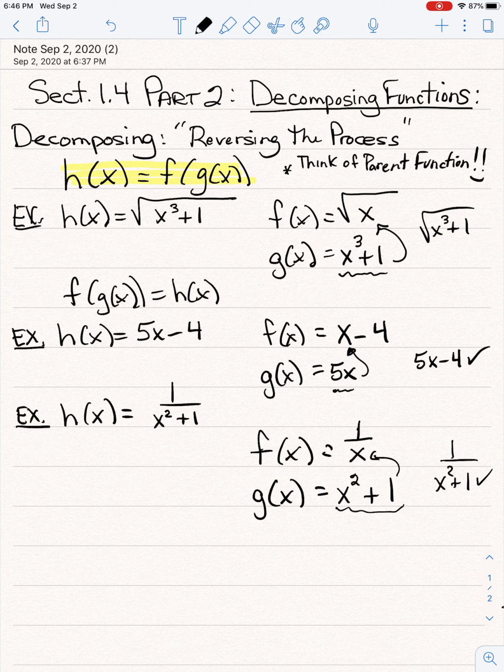Okay, I'd say we're on a roll here. Okay, let me see if we have maybe another one or two here that we could take a look at.